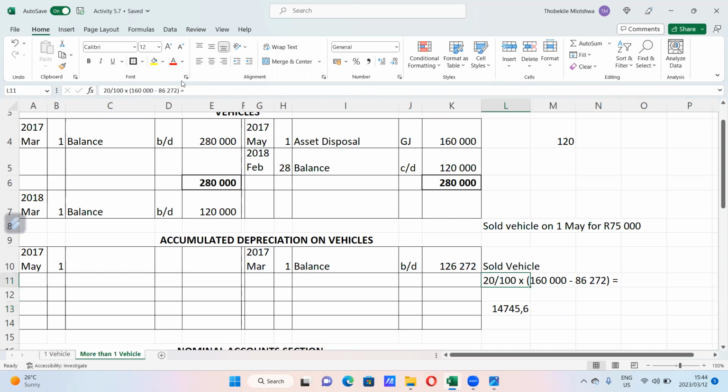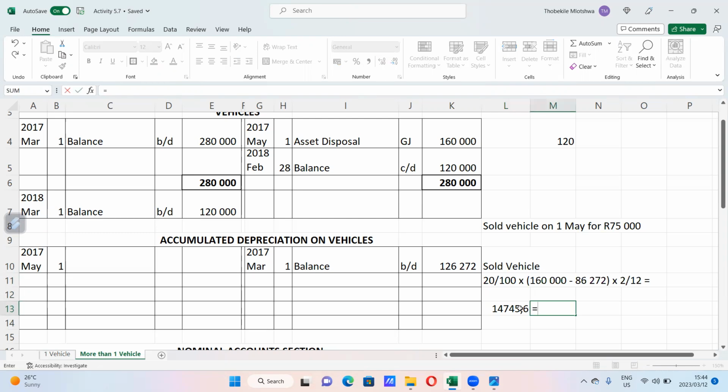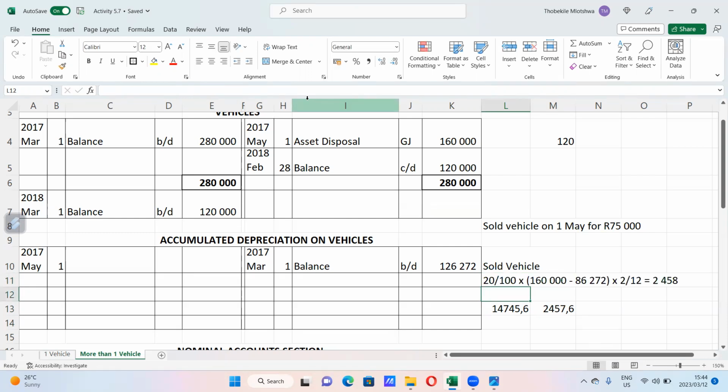Okay, guys, how many months did we have it for? I'm sure you did say in your minds that we are not done. So normally we would have said 12 over 12, but we only have it for 2 months. So I'm going to say here equals this one times 2 over 12. Then we get, I'm going to round off, 2,458. So do you agree that our depreciation for the sold vehicle is 2,458?